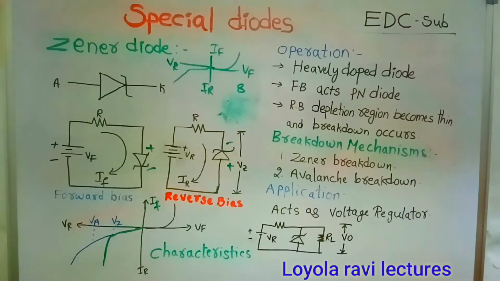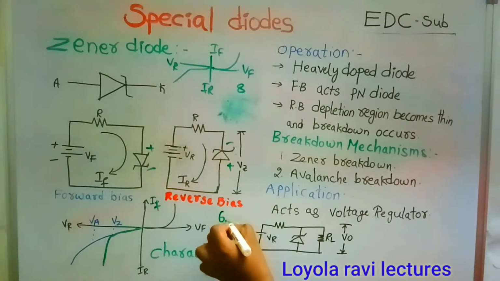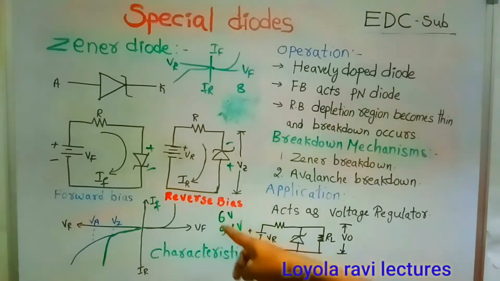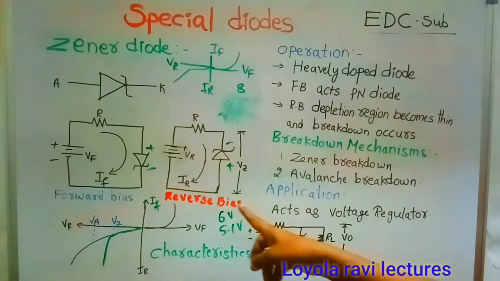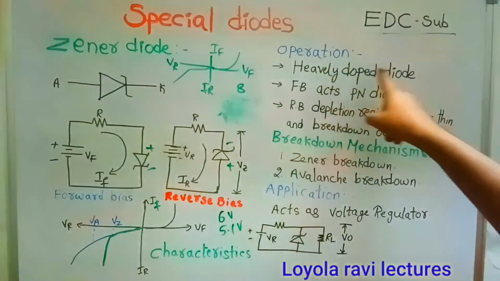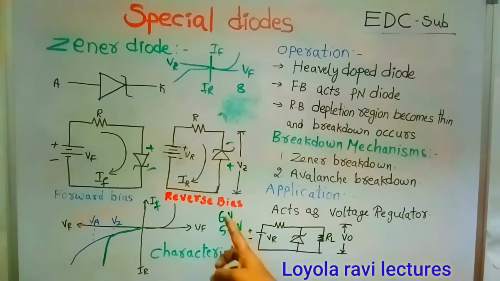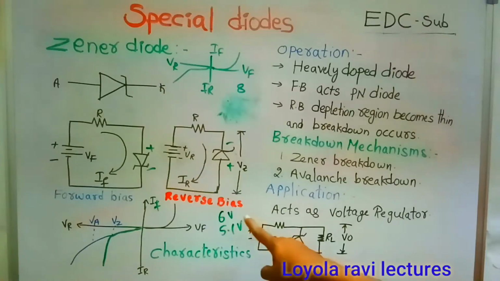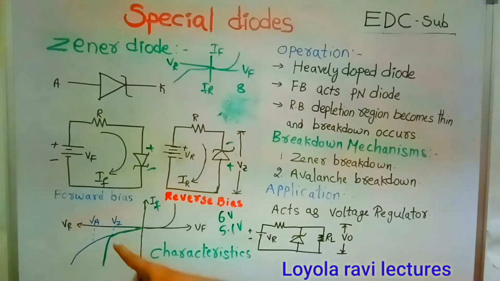What is avalanche breakdown? After getting this Zener breakdown, it may be 6 volts, or it may be 5.1 volts. These breakdown voltages depend on the doping concentration. For example, I am taking 6 volts, VZ is 6 volts. If you are still operating beyond 6 volts, after some particular point, we will get another breakdown, that is avalanche breakdown.